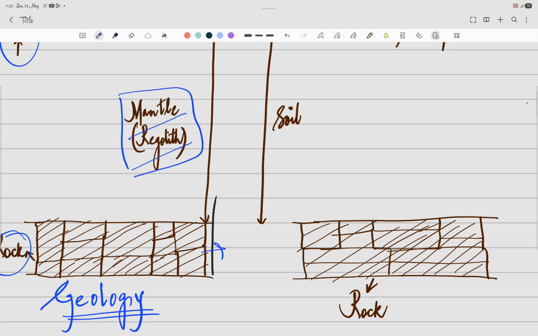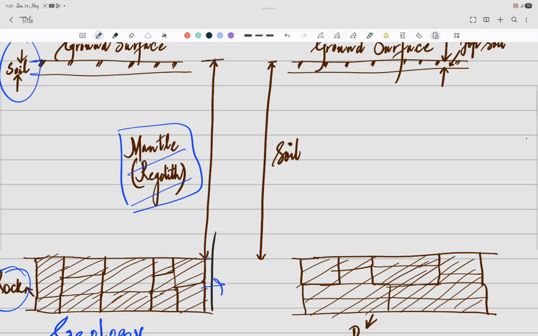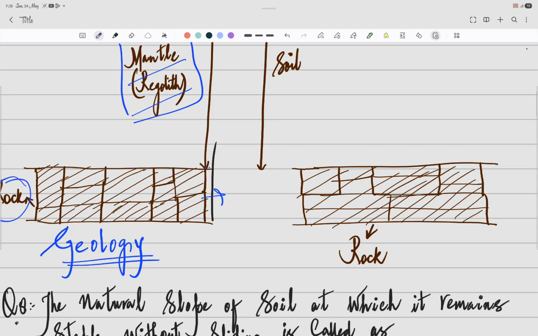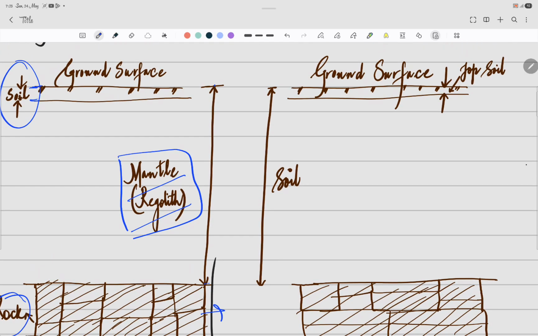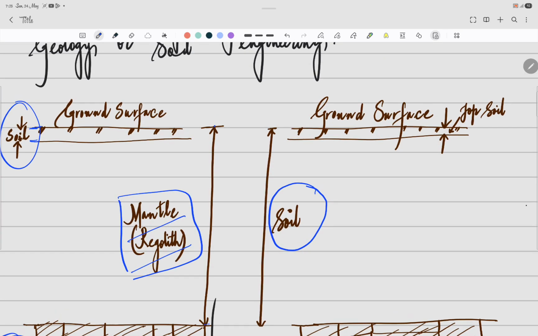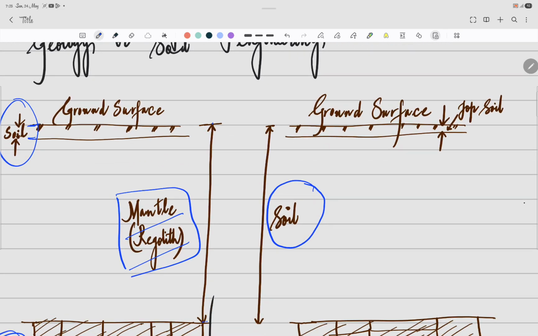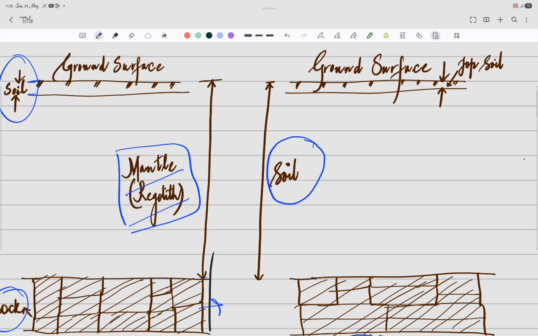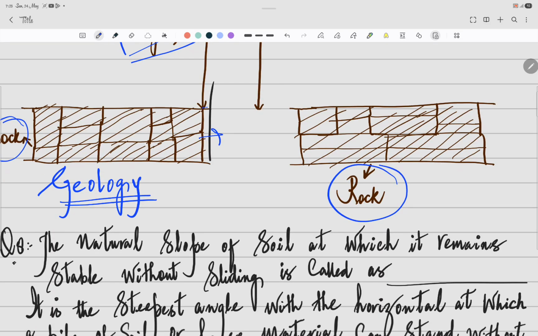And if we move to the second diagram, this is the rock. All right, the portion from the rock to the ground surface is known as soil, whereas the top layer, which is only at some depth, the upper surface, is known as topsoil. This is the nomenclature used in soil engineering.